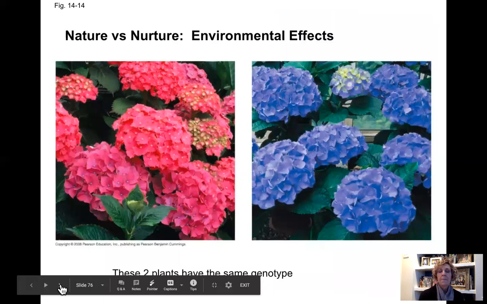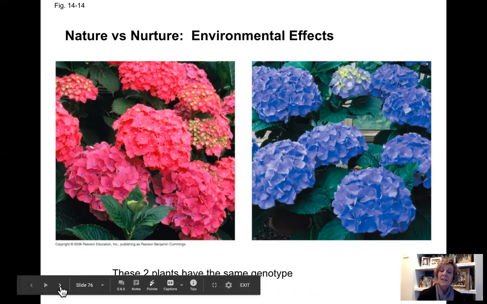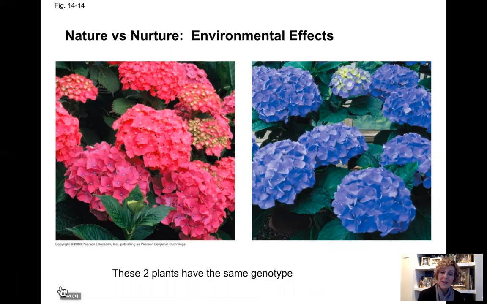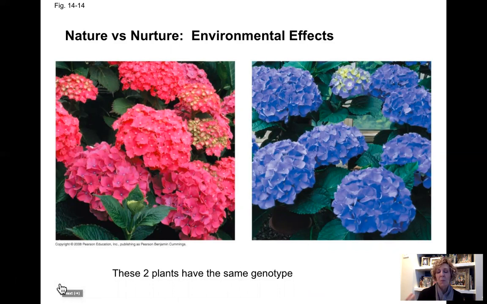There is also an effect on the phenotype depending on the environmental effects. So these particular hydrangea bushes have the same genotype. What makes one have pink flowers and one have blue flowers is the acidity level of the soil. And so gardeners that like pink can do different things, adding different chemicals that would cause the soil to be more basic or more acidic to get these different colors.